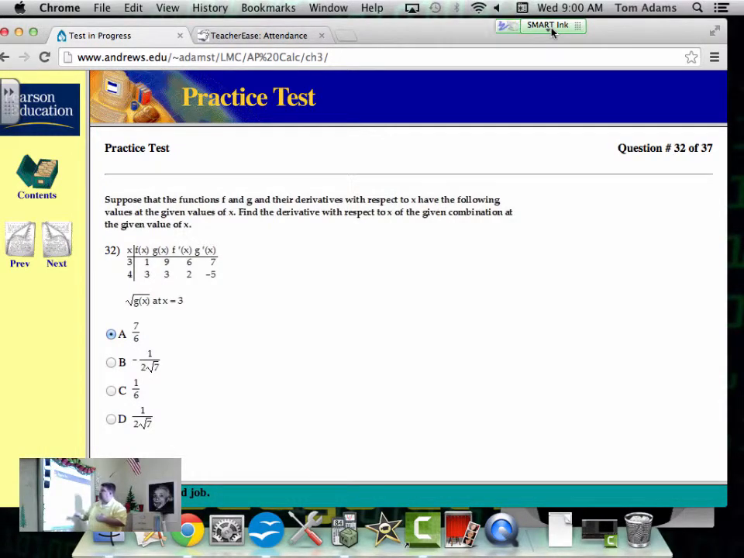Okay, so this one says, suppose the functions f and g and their derivatives with respect to x have the following values. Find the derivatives with respect to the given combinations. So what we want to do is find the derivative of the square root of g of x. So think of it like this.